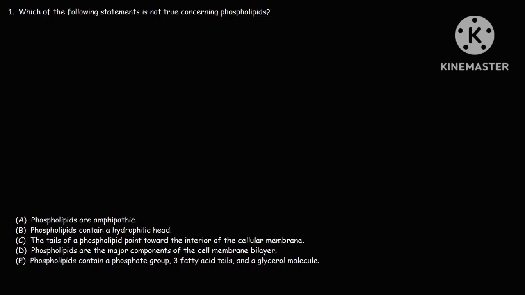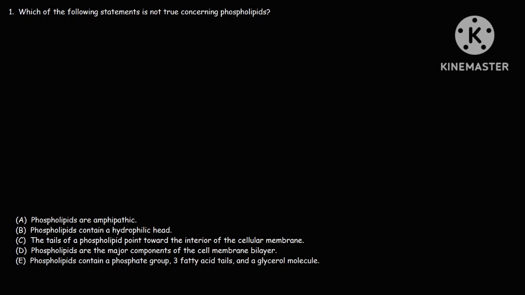Now let's work on some practice problems. Just to review some of the things that we covered earlier in this video. Number 1, which of the following statements is not true concerning phospholipids? Would you say A, phospholipids are amphipathic? B, phospholipids contain a hydrophilic head? C, the tails of a phospholipid point toward the interior of the cellular membrane? D, phospholipids are the major components of the cell membrane bilayer? Or E, phospholipids contain a phosphate group, 3 fatty acid tails, and a glycerol molecule?